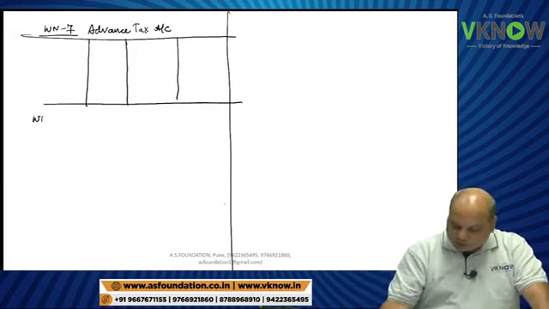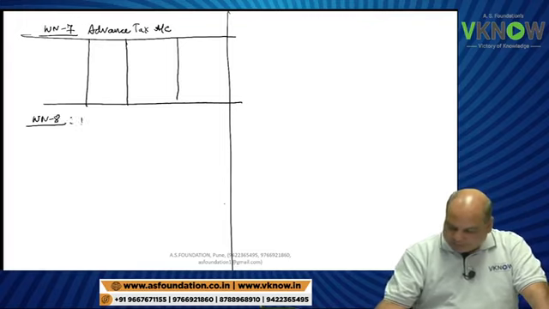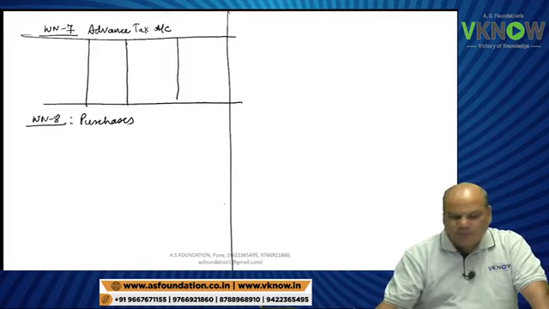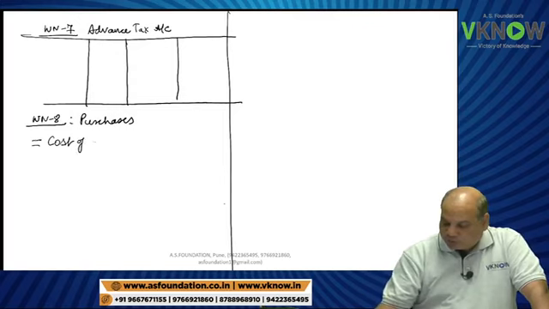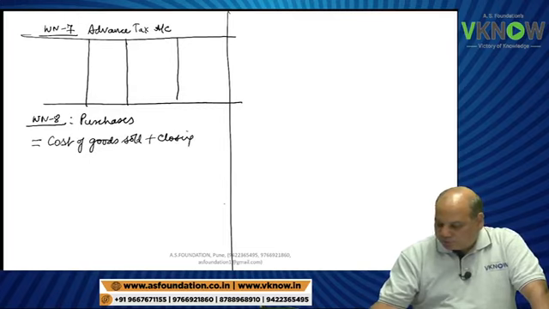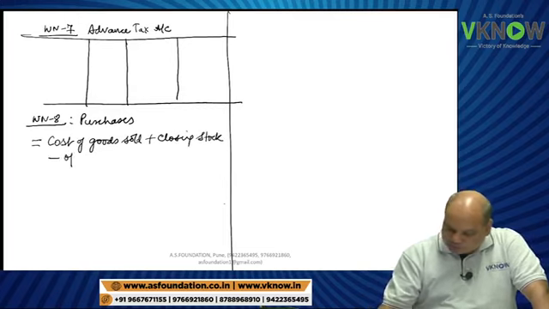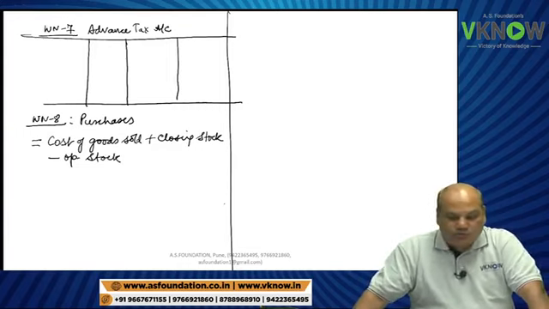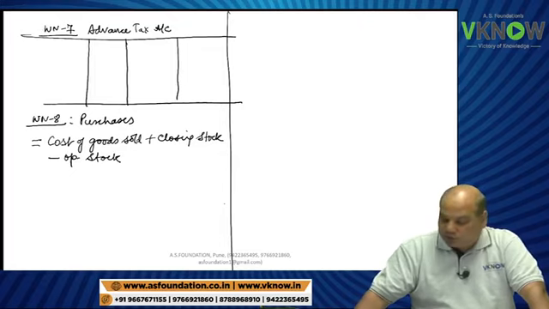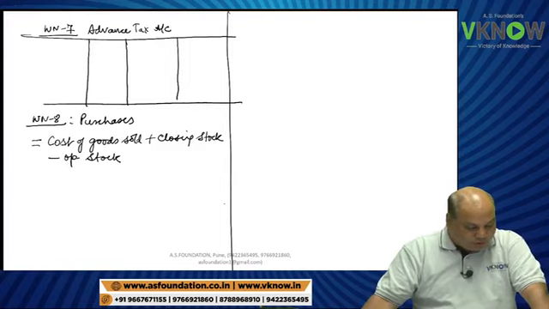And then working note 8, write down calculation of purchases. The calculation of purchases formula is cost of goods sold plus closing stock minus opening stock. So this is my working notes. If more working notes are required, we will see.